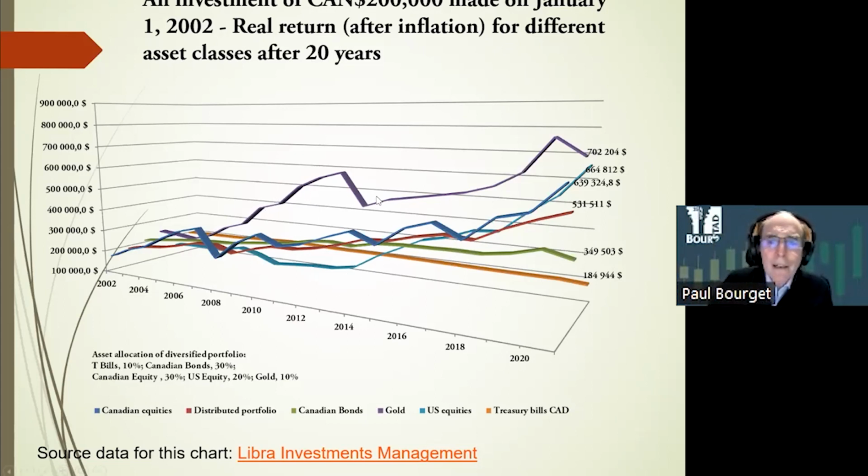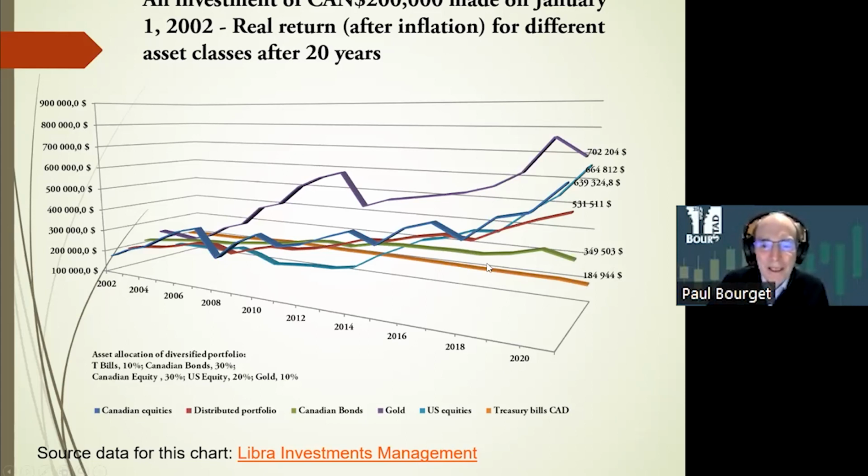But it's something surprising. The best portfolio now is gold, with a little more than 700,000 Canadian dollars, followed by US stocks, Canadian stocks. The Canadian bonds that did very well 10 years before are not so good now. And the treasury bills are still lagging. In fact, you will end with less than 200,000 Canadian dollars if you had invested in T-bills for that 20-year period.